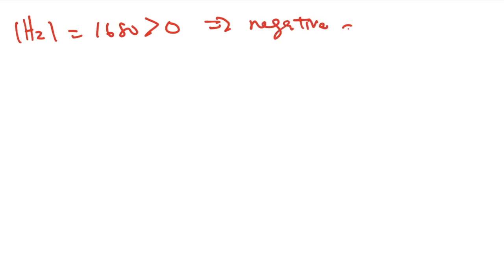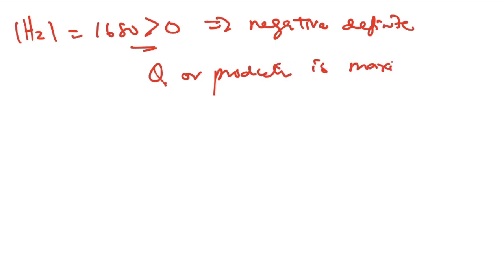Once you get that, you can see clearly H2 is 1680. 1680 is greater than 0, isn't it? Which is positive. This implies we have negative definite. Then we can say that Q, or production, is maximized. Clear? Okay, so we are done with question A.